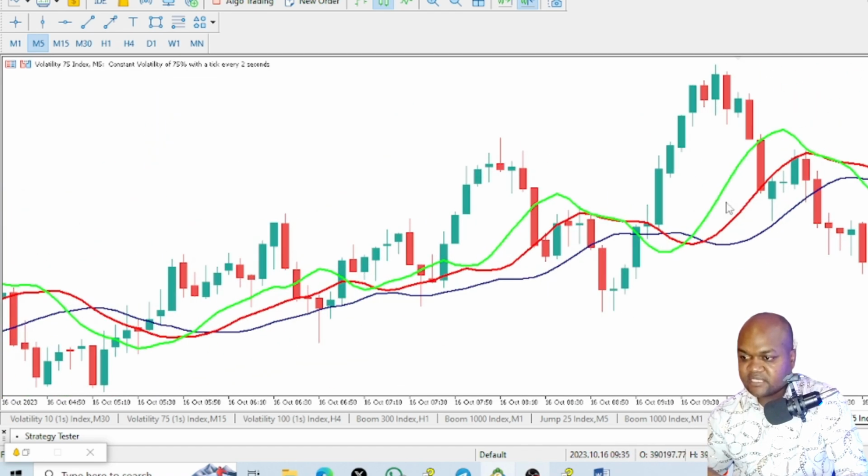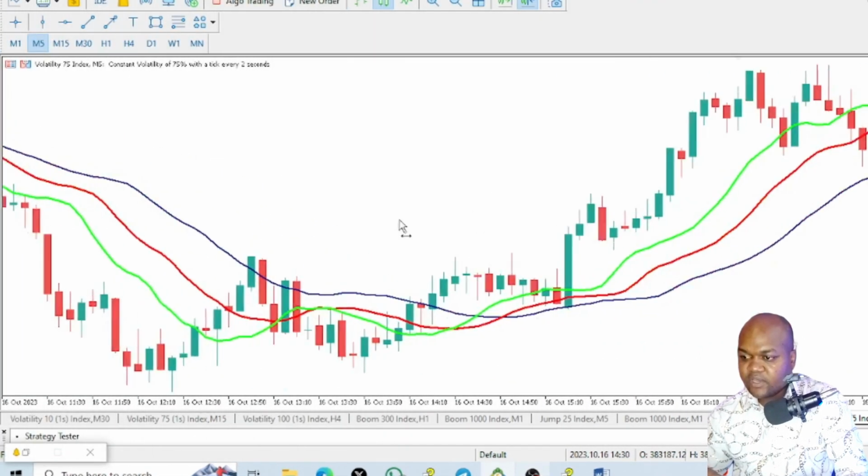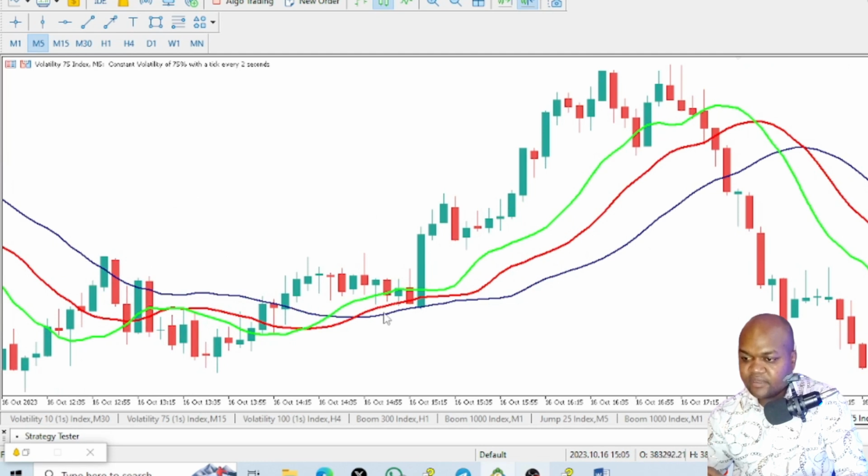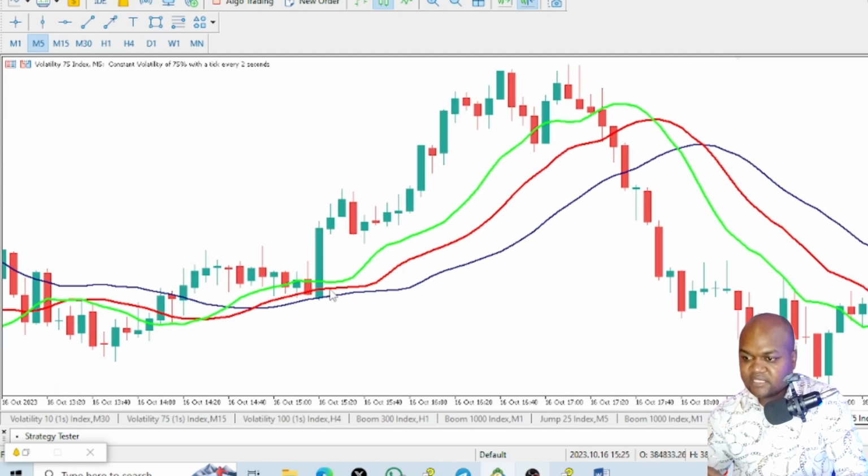So let's look for another example. Okay, here again, on this particular example, we have price closing above the red line, which took place roughly around this area here. We have a candle. This was the candle. We had price moving up, and then we had the pullback. This was the pullback, and then price started to move upwards.